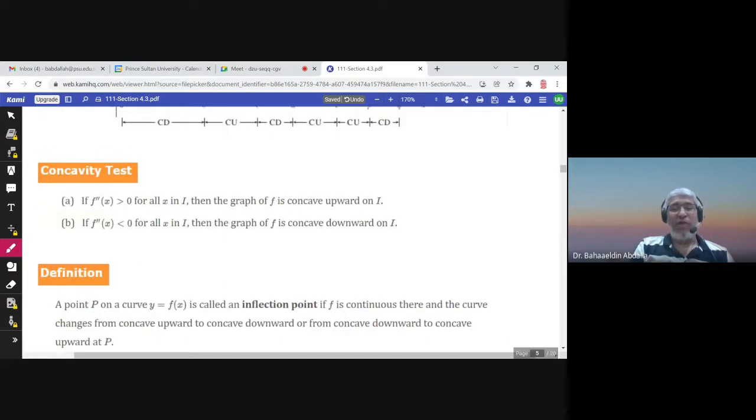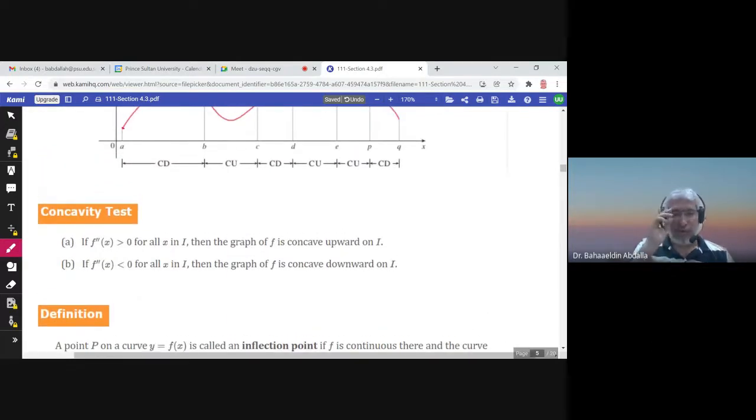Now, how to find out whether the graph is concave up or concave down on an interval? Well, the second derivative. If the second derivative is positive, then the graph of f is concave upward, like this. If the second derivative is negative on an interval, then the graph of f is concave downwards, like this. Okay, so concavity comes from the second derivative. From the first derivative, we find out whether f is increasing or decreasing. From the second derivative, we find out whether the graph is concave up or concave down.